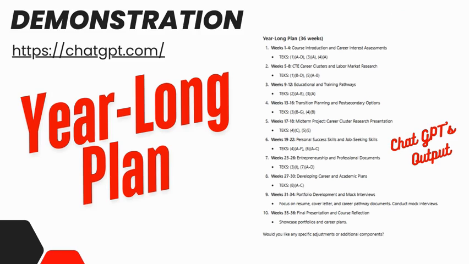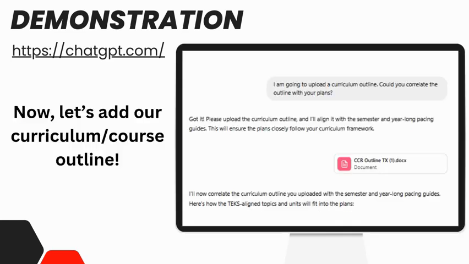I also asked ChatGPT to create a year-long plan. So this is just showing you how easy it is to specify the time period that you're going to be teaching the course. So you can make sure that it adjusts according to what your plan is for the year. So this shows a 36-week plan and how you would cover those different TEKS just based on the standards that we copied and pasted. Basic pacing guide, we can actually keep refining that further.